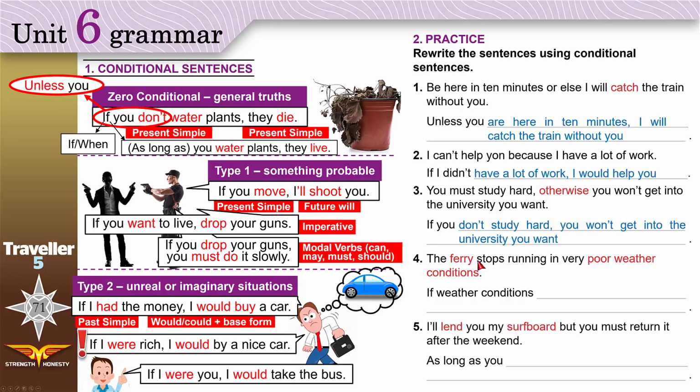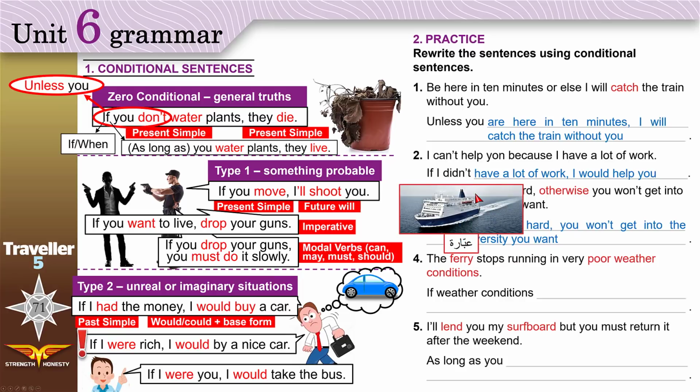Four: The ferry stops. Ferry is a large boat that carries people and goods across rivers. What is the difference between ferry and ships? Ships are larger and they move for longer distances. Ferry, short distances. Very poor weather conditions means like if there is a storm or heavy rain, the ferry stops. It doesn't move. This is a fact, a general truth. Zero conditional. If weather conditions are very poor, the ferry stops, with an S, present simple.